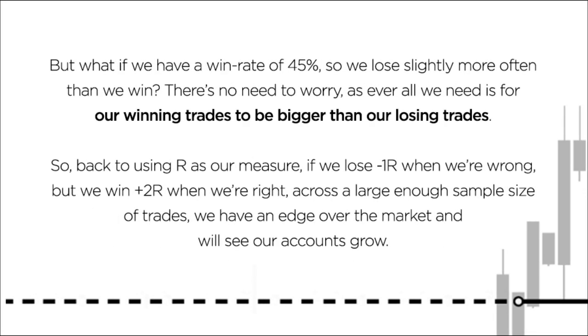But what if we have a win rate of 45%? So we lose slightly more than we win. Well, there's no need to worry. As ever, all we need to do is make sure that our winning trades are then bigger than our losing trades. So back to using R as our measure, if we lose minus 1R when we're wrong, but we win 2R when we're right, across a large enough sample size of trades, we have an edge over the market and we will see our accounts grow.